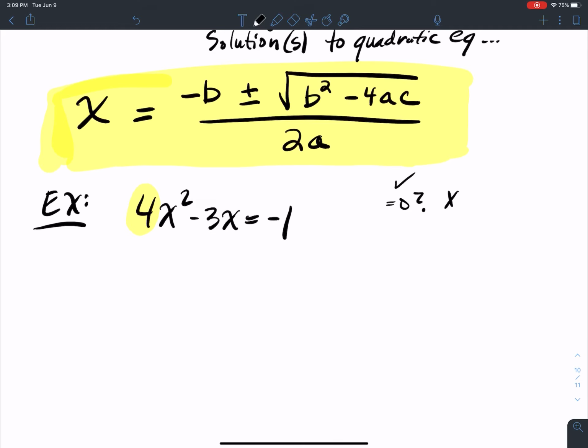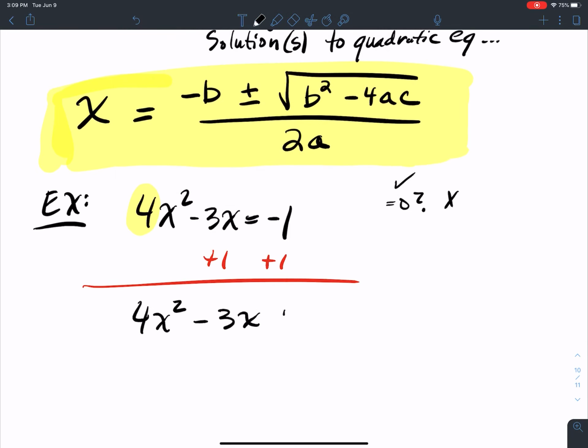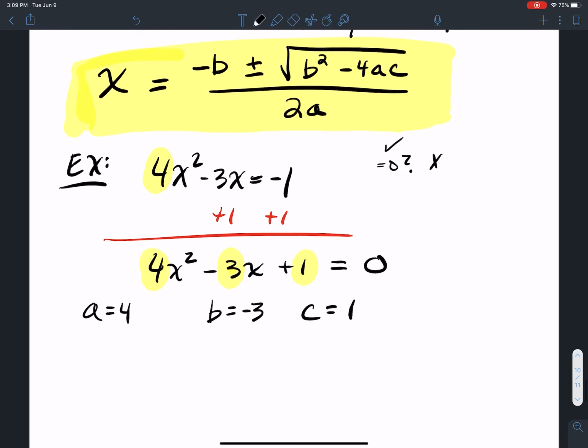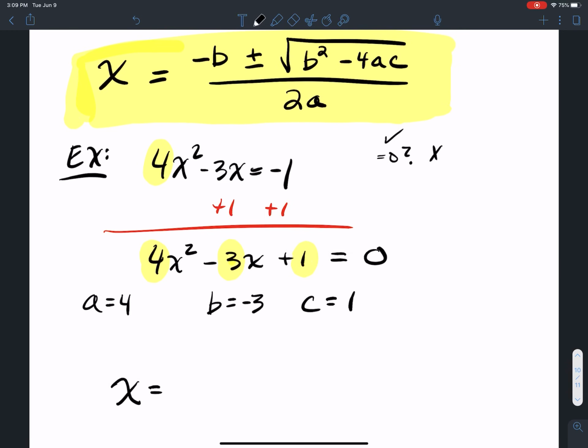So how do I fix that? I'm going to add 1 to both sides. And so when I do that, I get 4x squared minus 3x plus 1 equals 0. Now I can look at the coefficients and the constants, and I say a is equal to 4, b is equal to negative 3, and c is equal to 1. So I use the quadratic formula, x equals, and then parentheses. This is where people mess up. They don't use their parentheses. So use your parentheses around everything.